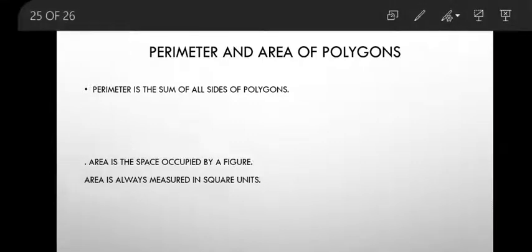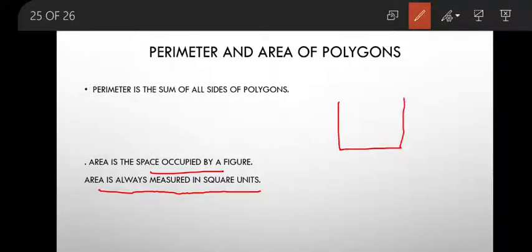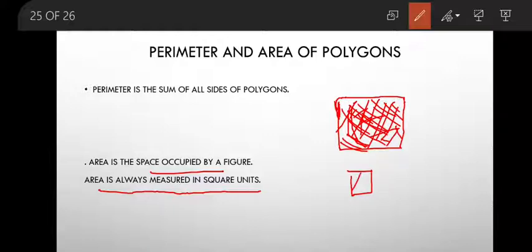Area. What is the area? Area is the space occupied by a figure. Area is always measured in square units. This is the polygon and this is the space occupied by this polygon, so this is the area of this polygon. If I take a smaller one, it will occupy a smaller area. Okay, so area is the space occupied by a figure.